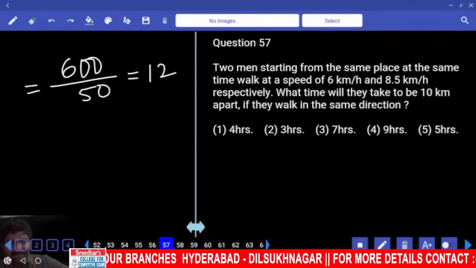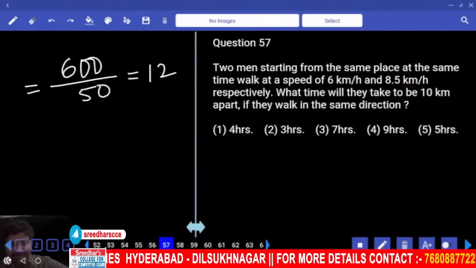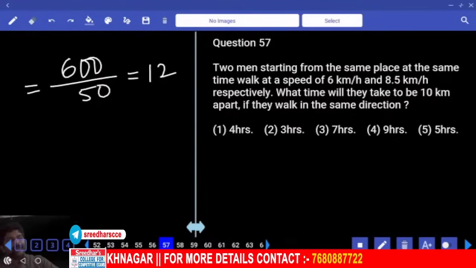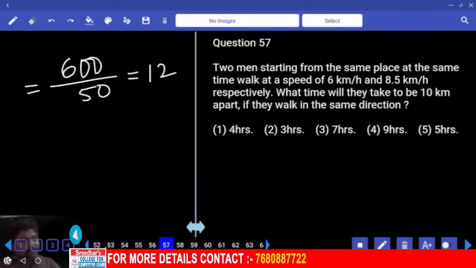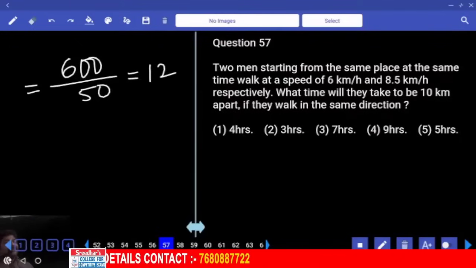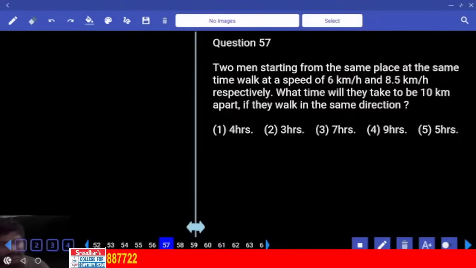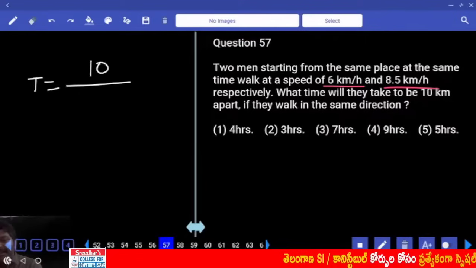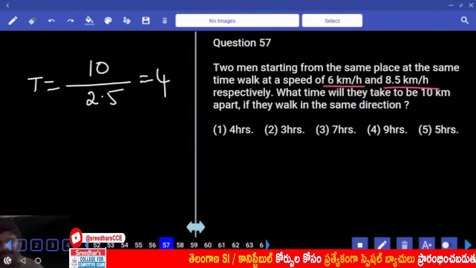Two men starting from the same place at the same time walk at a speed of 6 km per hour and 8.5 km per hour respectively. What time will they take to be 10 kilometers apart if they walk in the same direction? If they are moving in the same direction, relative speed is S1 minus S2. How many kilometers is the difference? Question is about time. Time t will be distance by speed, right? Distance expected 10. Relative speed, answer 4 hours.